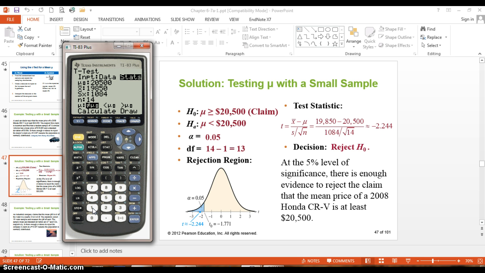Now the last part is, what type of hypothesis test are you doing? And this will match your HA statement. Our HA says we're looking to see if the mean is actually under $20,500. So arrow over to less than and hit the Enter key. And then afterwards, you can pick either between calculate or draw. I personally like to do draw only because it actually draws the t-distribution.